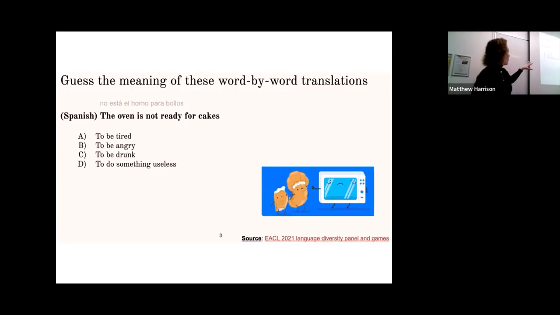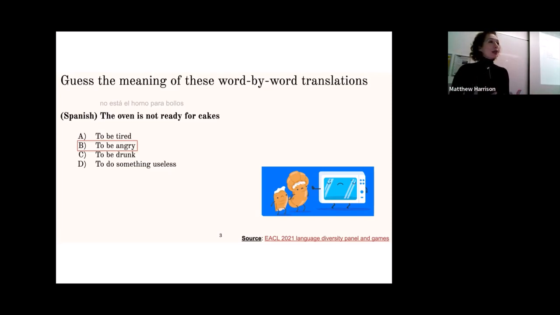To motivate this talk, here is "Open is not ready for takes" in Spanish. And here are some of the possible meanings for this idiomatic expression. I'm going to skip to the final answer, so if you've had some time to actually think about this, it's to be angry. I don't know if it matched your expectations or not, but this is what it means.